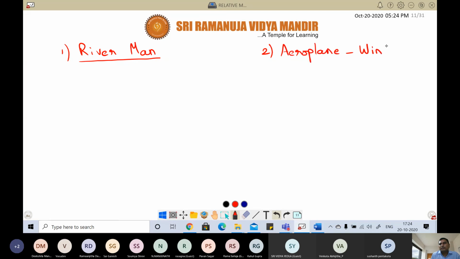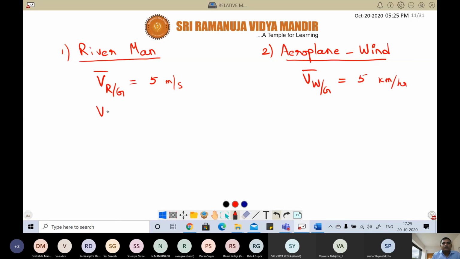There is no separate particular explanation for this, because once you understand the river problem, this is similar. Here we have 3 quantities. First one is velocity of river with respect to ground. Here we'll have a similar quantity, velocity of wind with respect to ground, which they'll give, just like here 5 meters per second river velocity, and here maybe 5 kilometers per hour. Then we have velocity of man with respect to river, maybe 3 meters per second.